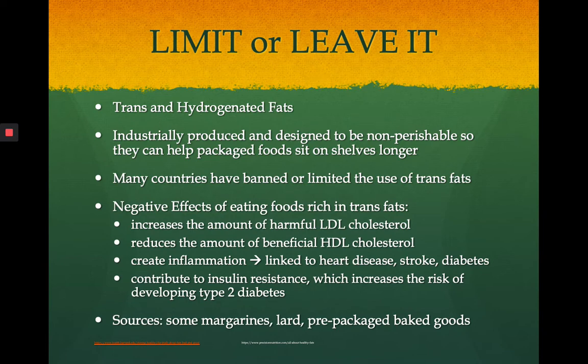Some negative effects of eating foods rich in trans fats are that they increase the amount of harmful LDL cholesterol, they reduce the amount of beneficial HDL cholesterol, they create inflammation linked to heart disease, stroke, and diabetes. And now this is the inflammation that we don't want. And they contribute to insulin resistance, which increases the risk of developing type 2 diabetes. So you don't have to know what that means, but know the result. Leading to type 2 diabetes is definitely something you don't want. Some sources are some margarines, although a lot now have moved away from that, lard, and prepackaged baked goods.